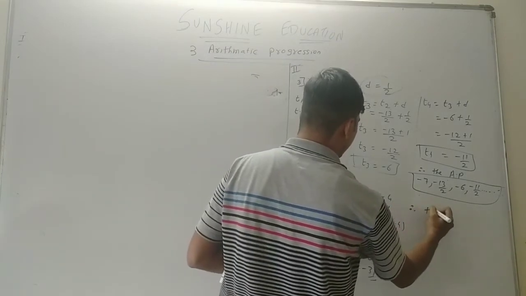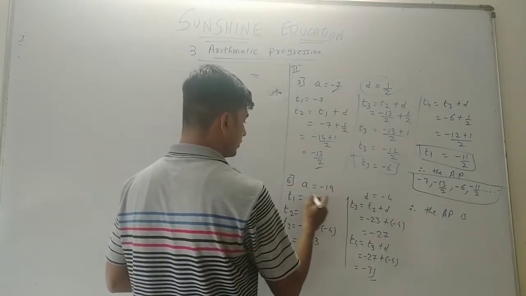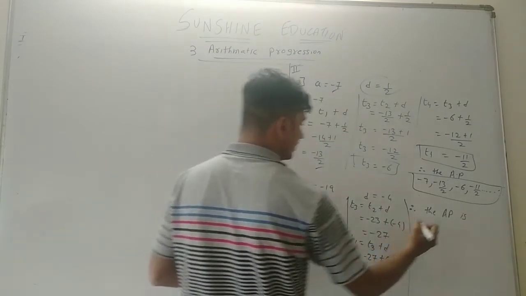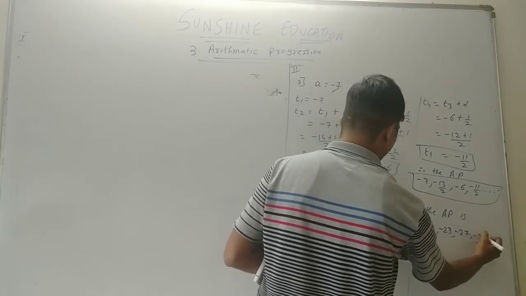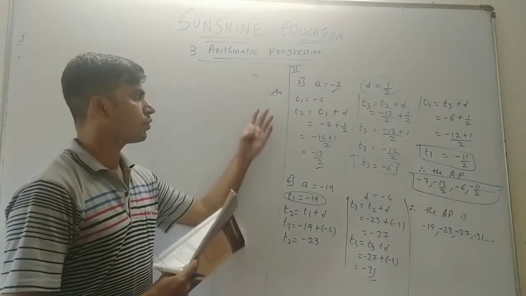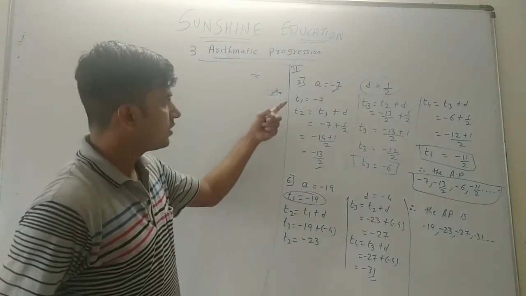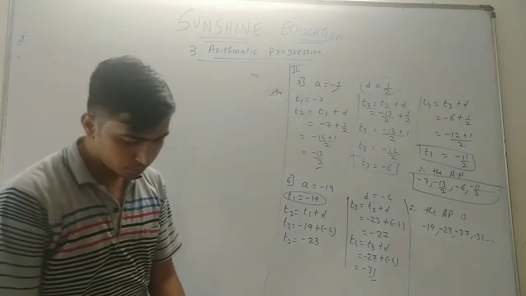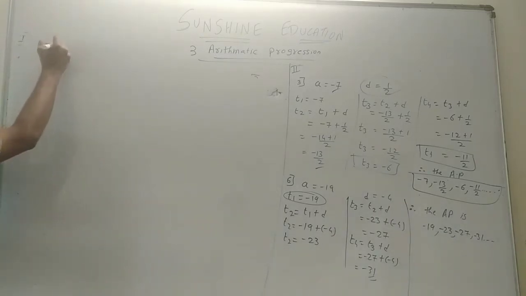Therefore, the arithmetic progression starts with the first term, that is minus 19, comma minus 23, minus 27, minus 31, and so on. So in this way we can find out the arithmetic progression. There are a total of 6 sums in this part of the exercise. Third and sixth I have done. 1, 2, 4, 5 are for homework. Okay. Now let's move to the third part of the exercise.